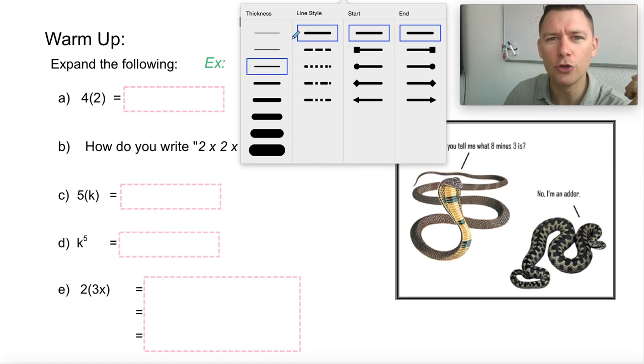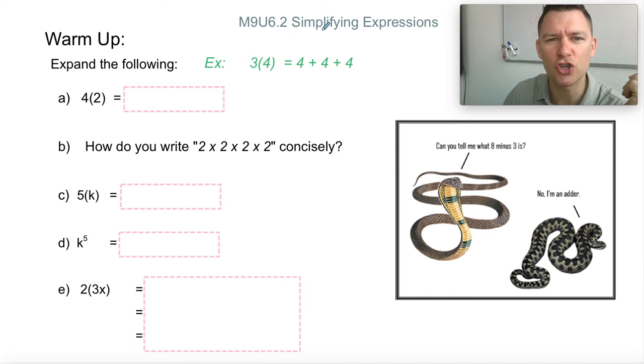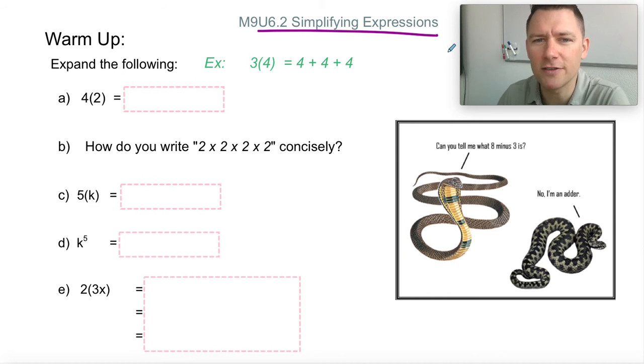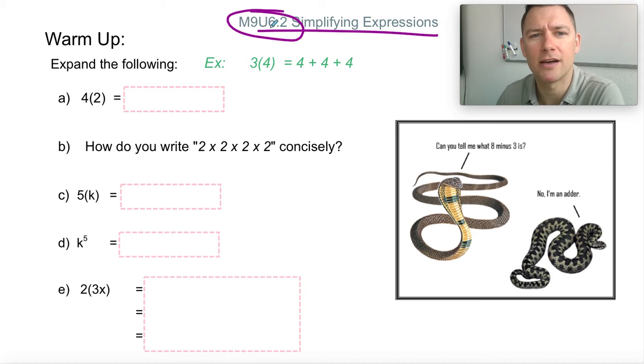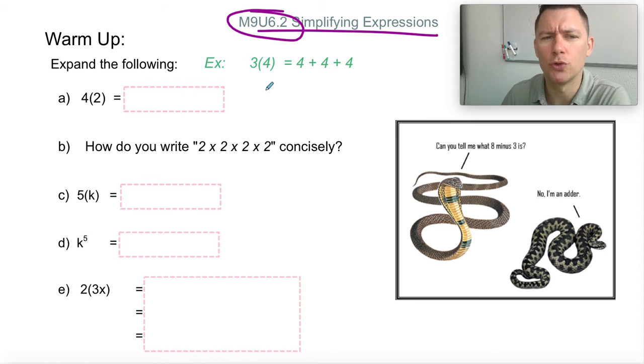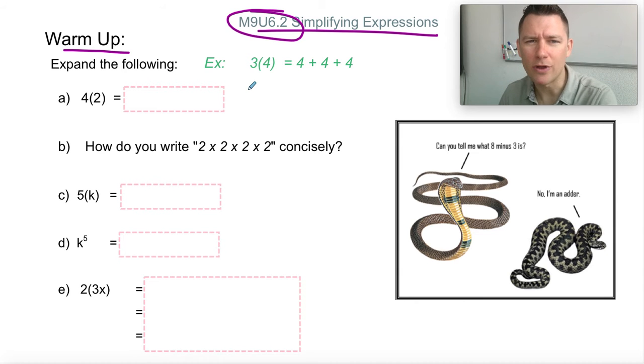So you guys will be going to check out simplifying expressions, making things simpler. And here we go. So at the top of your notes, you can go M9U6.2, simplifying expressions. And I'd like you to try the following as a warm-up. Get your brain thinking about how we add and multiply and write those things down. Cool? So pause me and go.